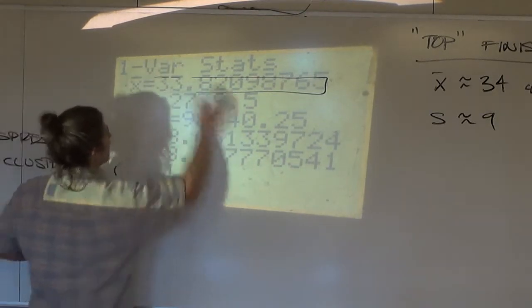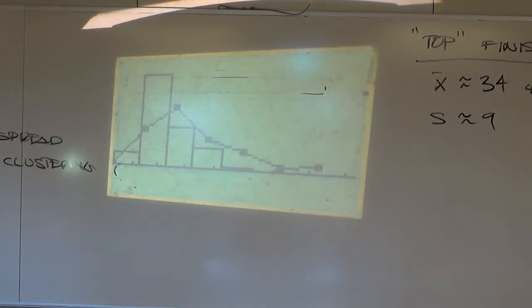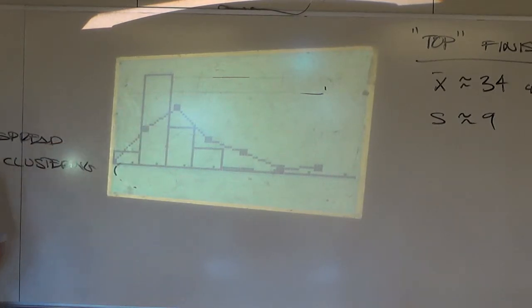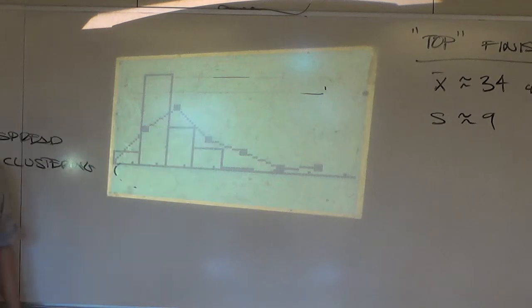My next question was, who's going to have a larger standard deviation, the top or bottom finishers? Just by looking at the graph of the data right here, who do you think is going to have a larger standard deviation? Bottom. And what's the giveaway? It's got more of a spread. You've got more data. Your average is at 34 for the top finishers. What do you think the average is going to be for the bottom finishers? A little bit to the right?